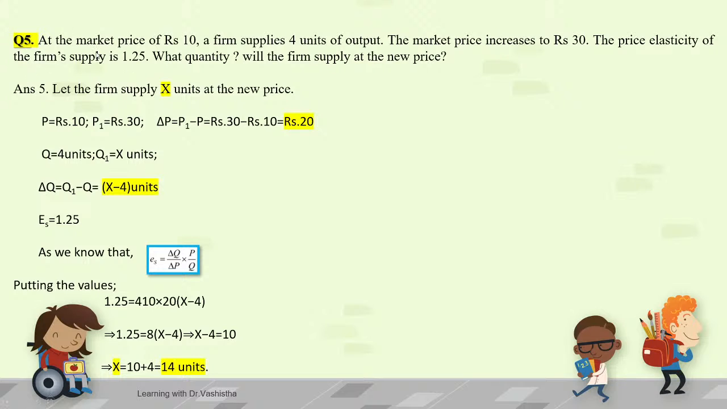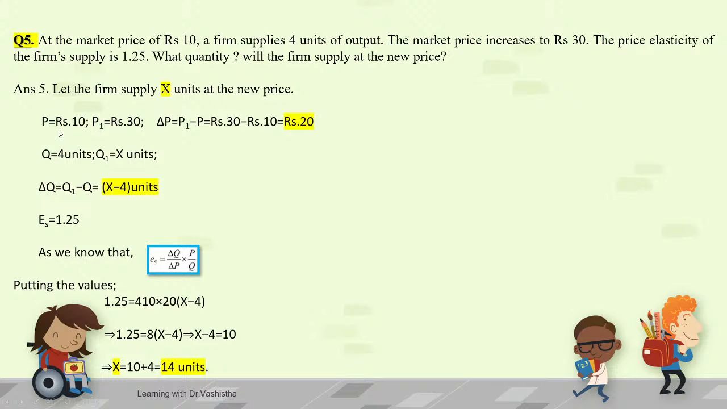Now the question is, at the market price of rupees 10, a firm supplies 4 units of output, meaning P is 10 and Q is 4. Now market price increases to rupees 30. The price elasticity of firm supply is 1.25, already given. So what quantity will the firm supply at the new price? Now we'll assume that the firm supplies X units at the new price.